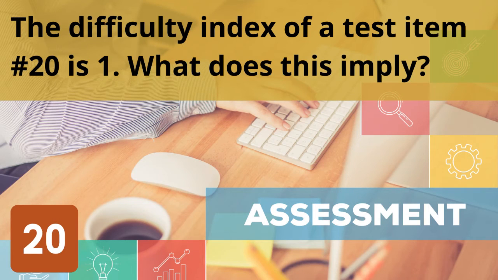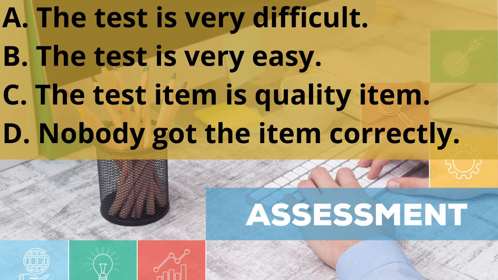Number 20. The difficulty index of test item number 20 is 1. What does this imply? A. The test is very difficult. B. The test is very easy. C. The test item is a quality item. D. Nobody got the item correctly.